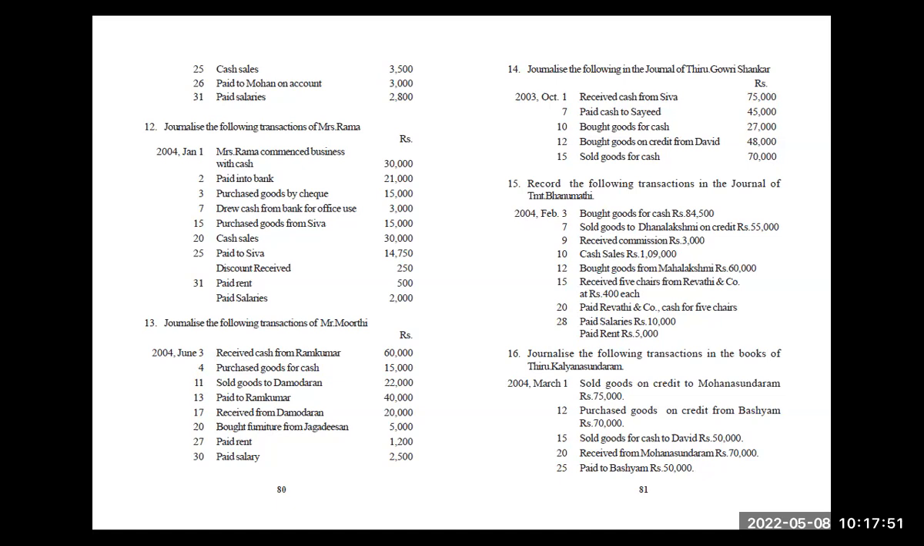Last but one, 20th February, paid Revati and Co. cash for 5 chairs. What is the entry? Revati and Company account debited to cash account 2,000, being Revati and Company settled. Very good. Last one.